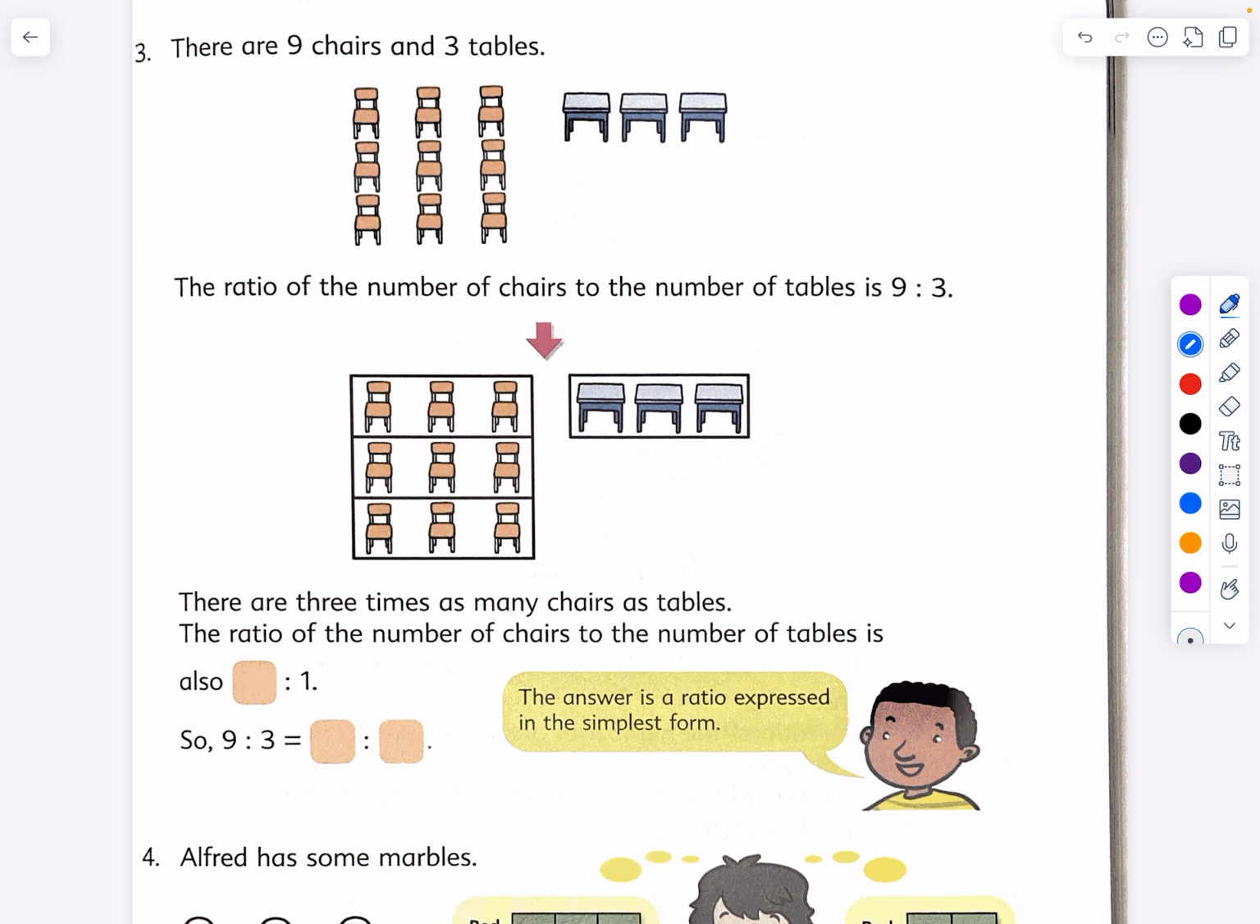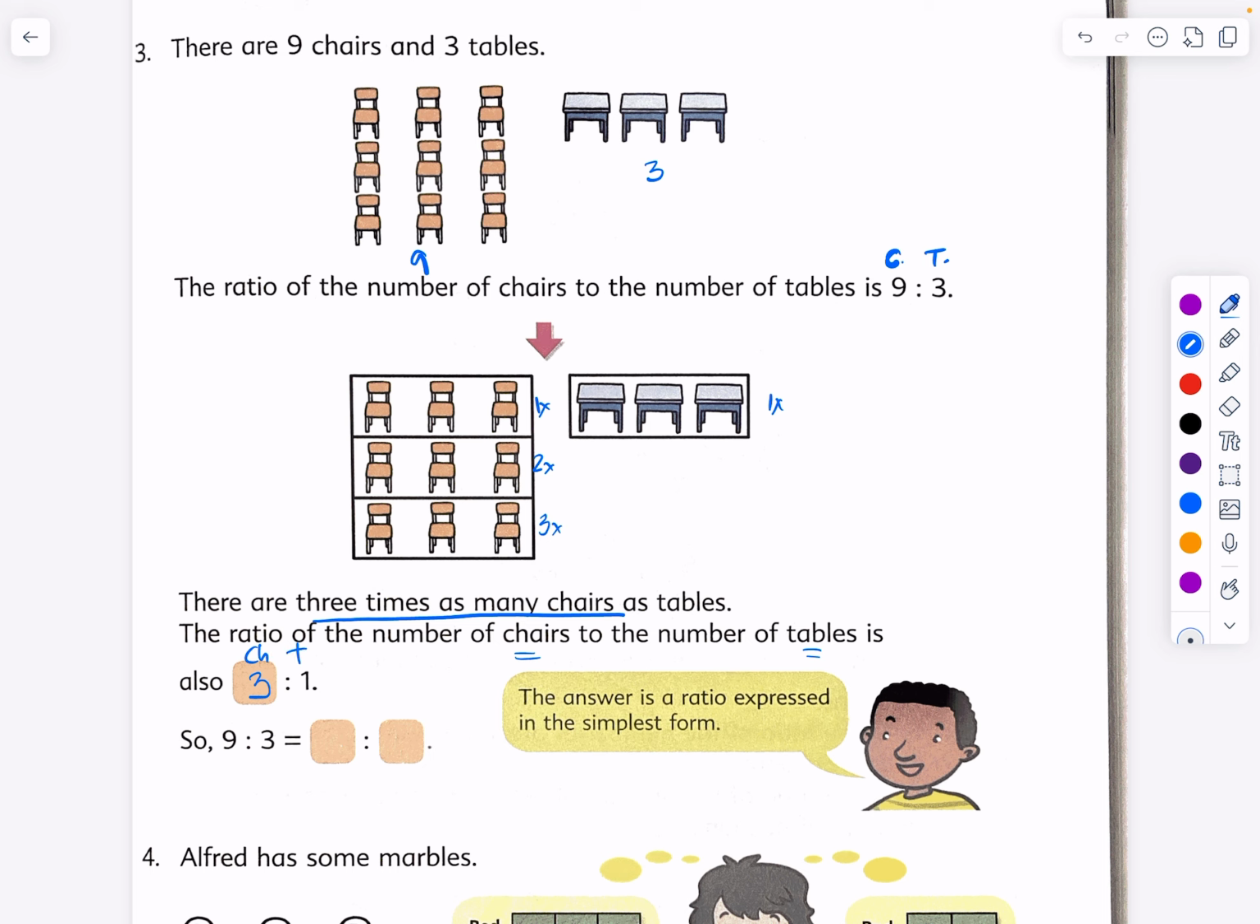We have tables and chairs. Very frequently: furniture, boys and girls, stickers, you name it. Very common topics. There are 9 chairs. Let's label 9 chairs and 3 tables. The ratio of the number of chairs to the tables, so chairs, C to T, is 9:3. There are 3 times as many chairs as tables. Do we agree? 1 time, 2 times, 3 times, and there's only 1 time of the tables. So the ratio of the number of chairs to tables is 3:1.